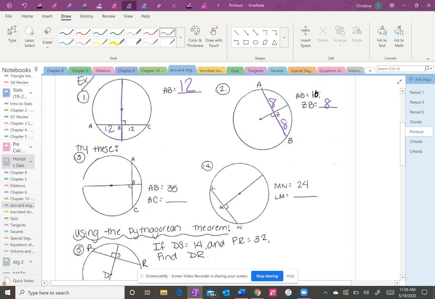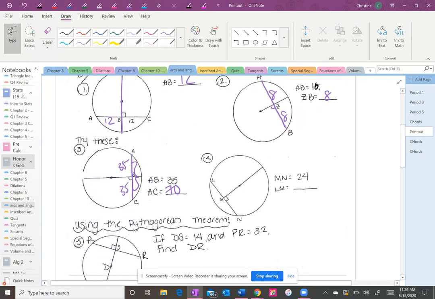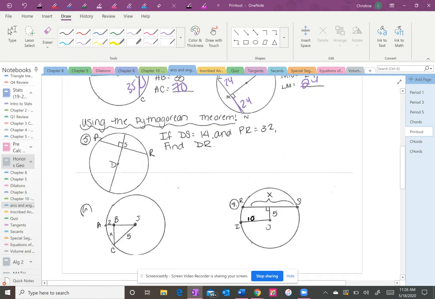Next one, AB is 35. Fantastic. What is AC? Well, this means that this is 35, so this would then have to be 70. Last one, MN is 24. What is LM? That would also be 24. So easy enough, but it can't stay that easy. There does have to be one more step here.